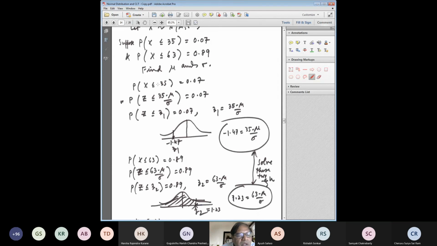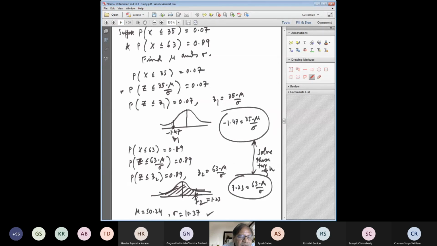Here again, for the first equation, you take x less than 35 with probability 0.07 and convert it into the standard normal: z less than z1, where z1 is (35 minus mu) by sigma, equals 0.07. Now 0.07 means you are looking for a point below which the area will be 0.07. So certainly this point will fall on this side.